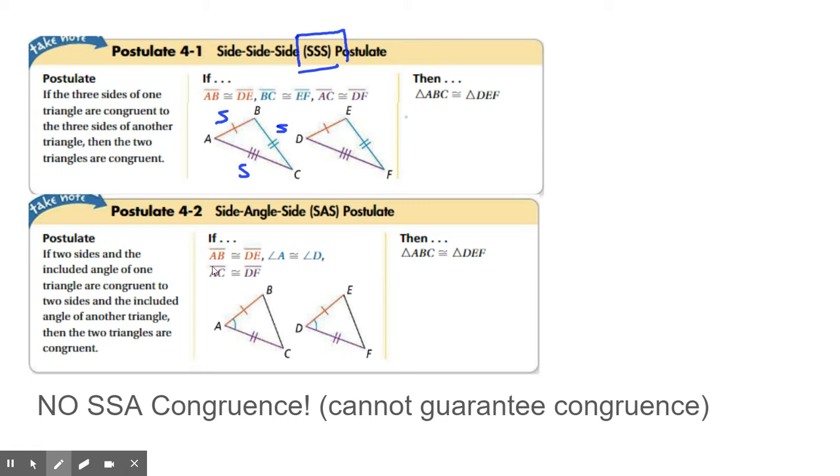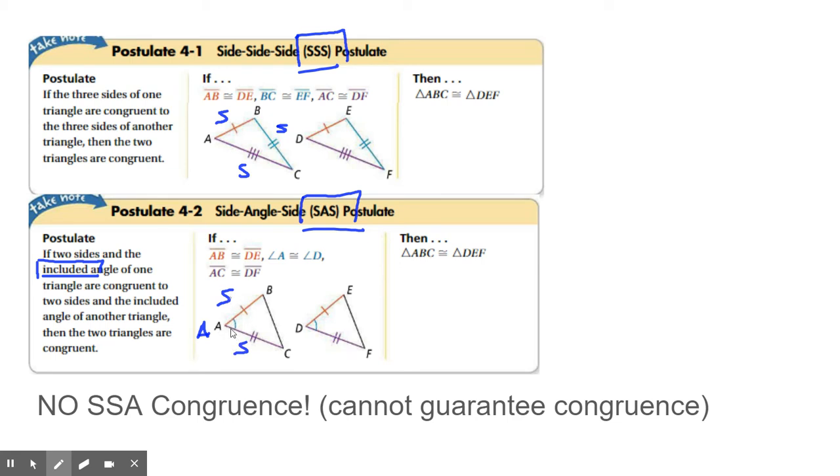Boom. We also have an SAS postulate that says if you know that 2 sides and the included angle, so included means the angle in between, are congruent to 2 sides and the included angle of another triangle, then the triangles are congruent. Side, angle, side, side, angle, side.